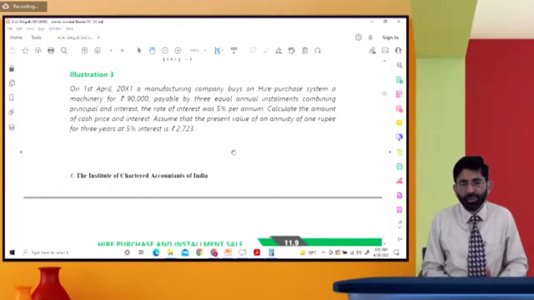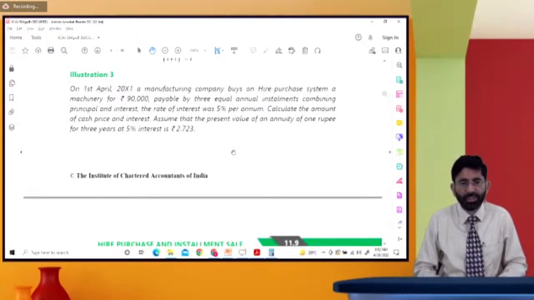He says a manufacturing company buys machinery on hire purchase for rupees 90,000. Three equal installments will be used for making the payment. The interest rate is 5% and IRR is given to you.